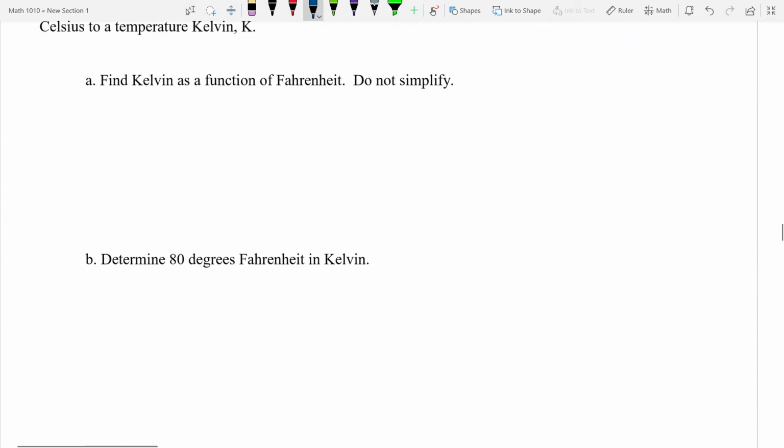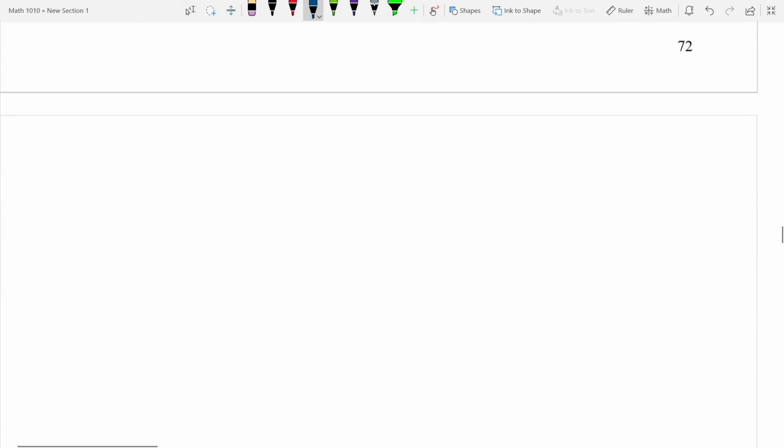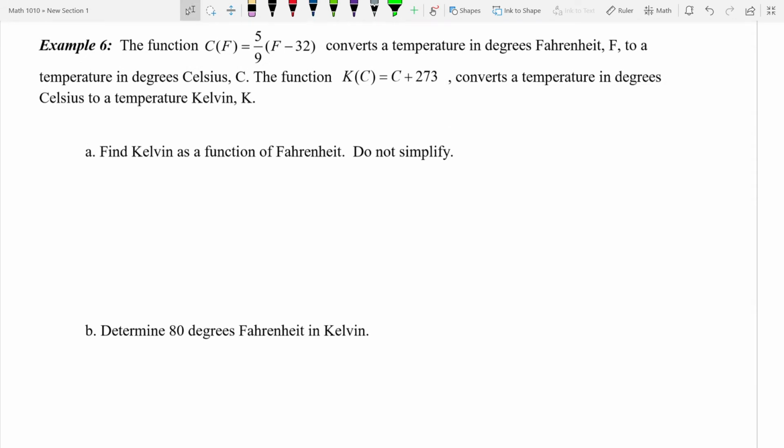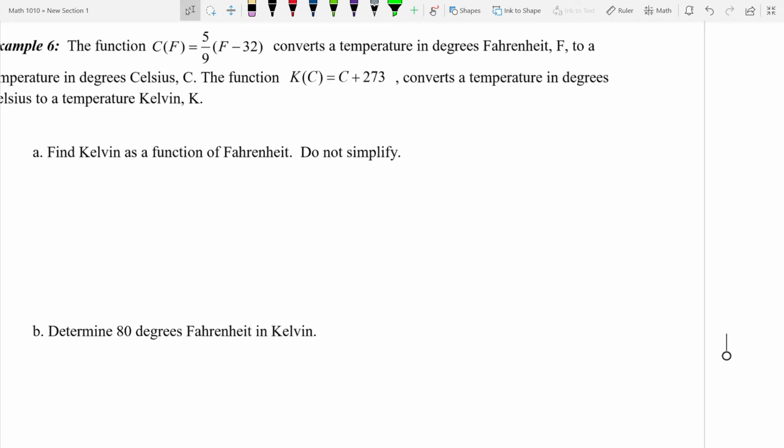Okay? Okay, here's example 6. Good, these are loading a little bit. I don't know what the deal is. Can I look at your workbook for a second? Okay. So we've got 3 more.